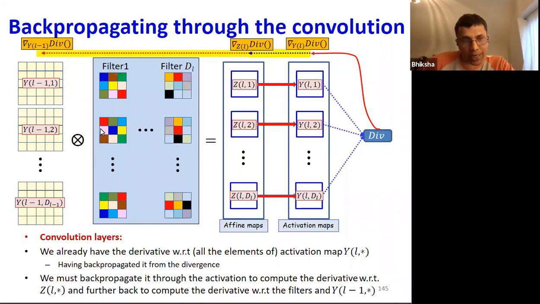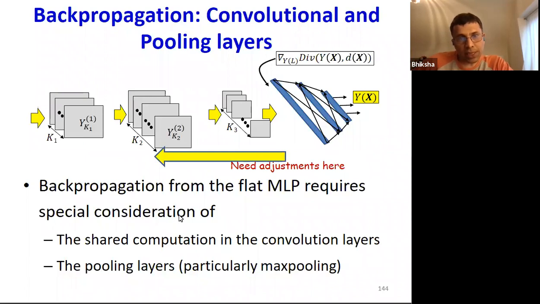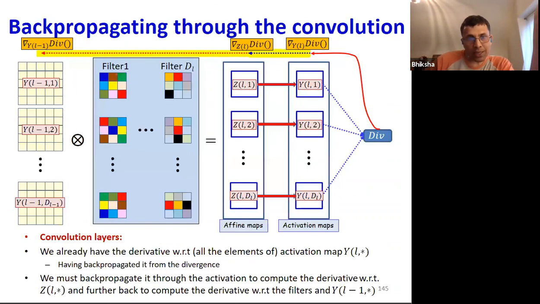So here's what happens. When we compute our derivatives going backwards, we are going to compute our derivatives till this point. And then when we go back, there are two kinds of layers we saw. We saw convolution layers and we have pooling layers. And we have to make adjustments to how the derivatives are computed for each of these two types of layers.